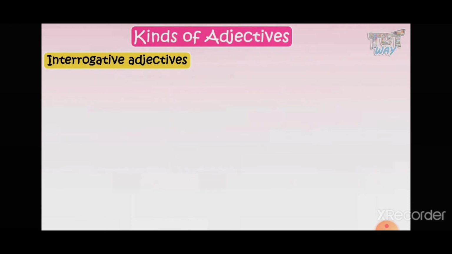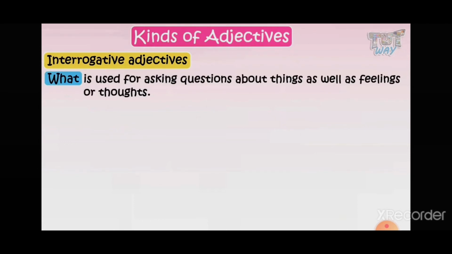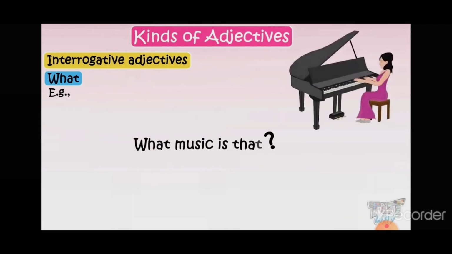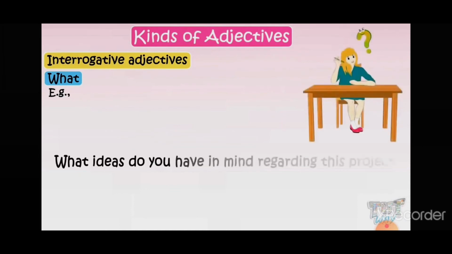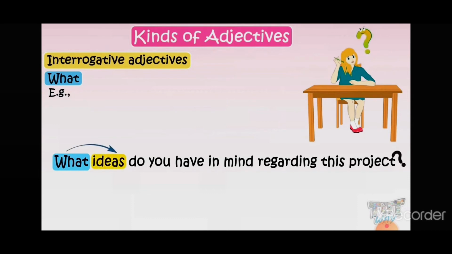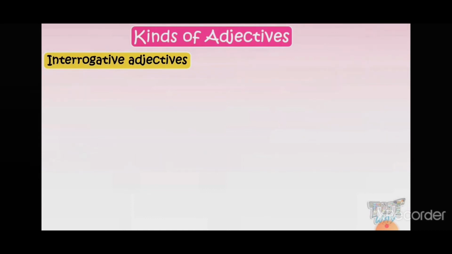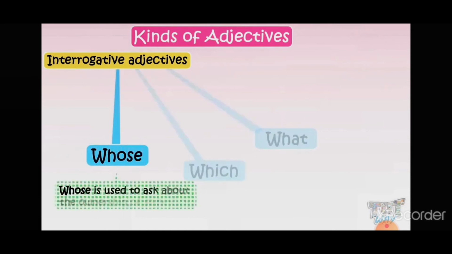Now we have the third adjective. It is what. What is used for asking questions about things as well as feelings or thoughts. For example, what music is that? Here, what is used to ask a question about some music. What ideas do you have in mind regarding this project? Here, what is being used to ask a question about an abstract noun, idea. So, we learned interrogative adjectives include whose, which, and what.